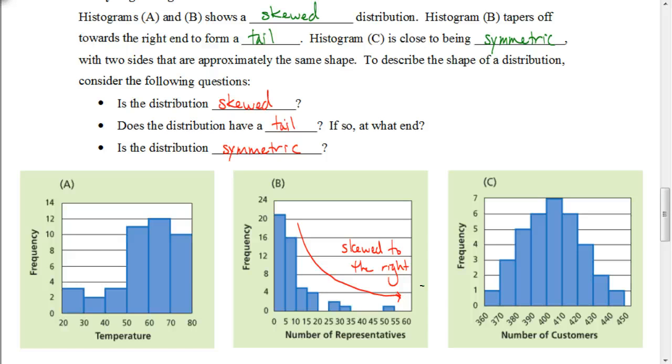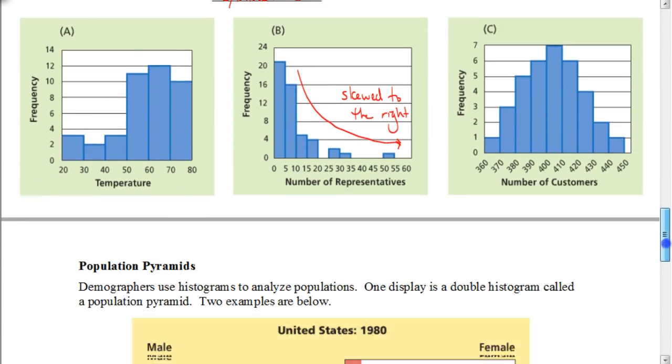Graph A really isn't skewed because it kind of goes up, and then it comes down, and then it comes up again, so it's not really skewed to the left. If this first one had been taller, and this last one had been shorter, then you could maybe say that it's skewed to the left, but that's not the case. And graph C, it's pretty evenly distributed. It's symmetric on both sides there, so that's not skewed either.